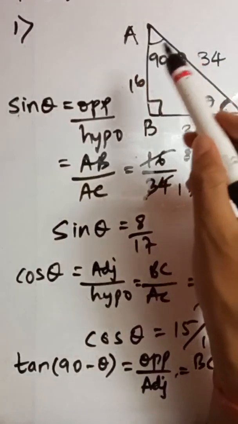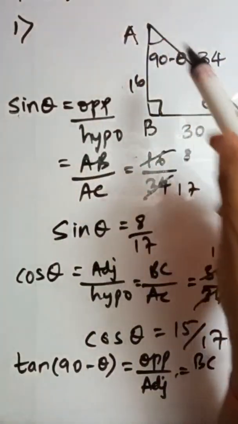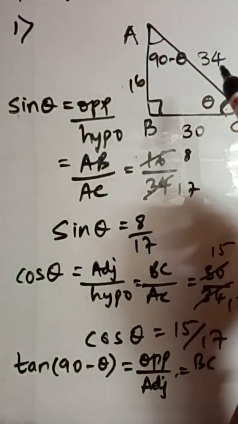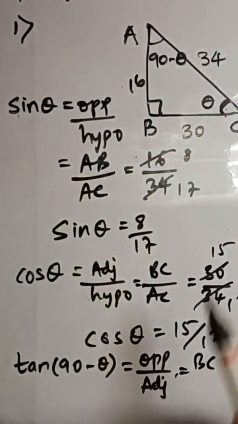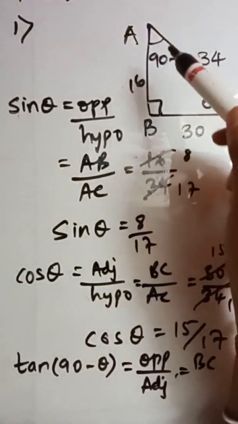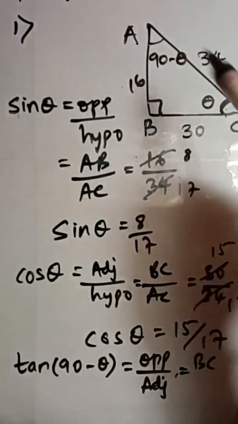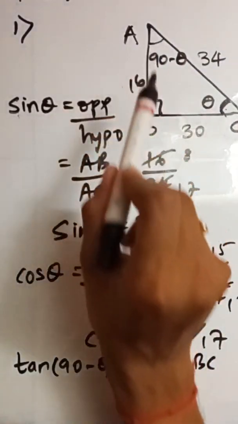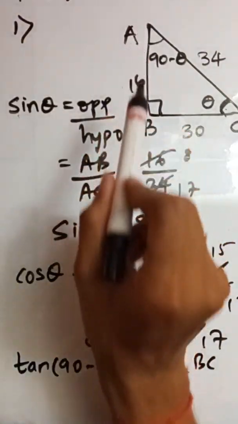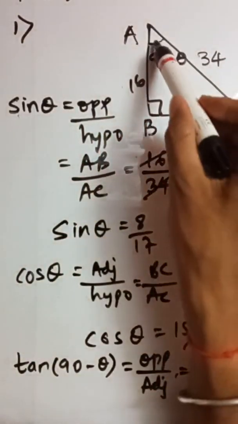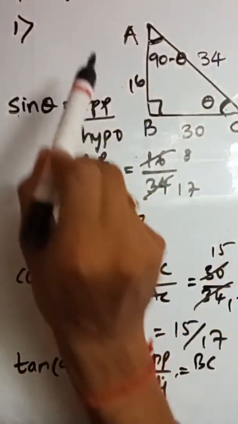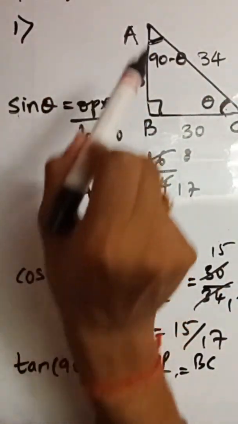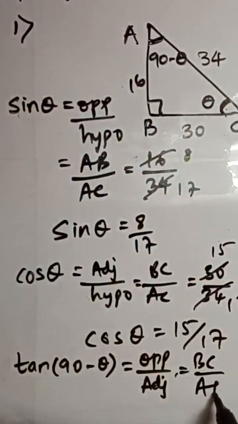Then for 90 minus theta, hypo will be the same, hypo doesn't change, so the hypotenuse is 34, but in the formula there is no hypotenuse, there is adjacent. So see, for 90 minus theta, opposite is BC, this is the hypo, so this side will be adjacent, AB. So here AB will come. Okay, so that is BC.